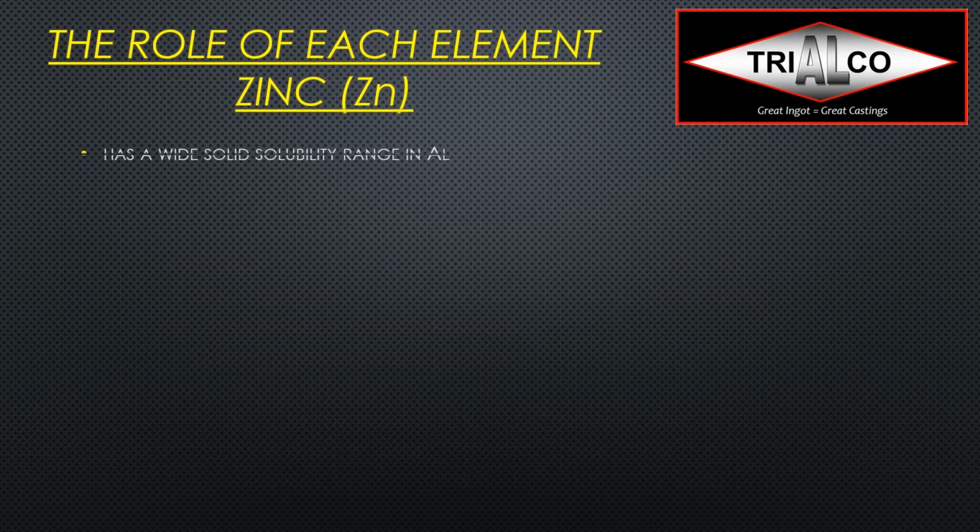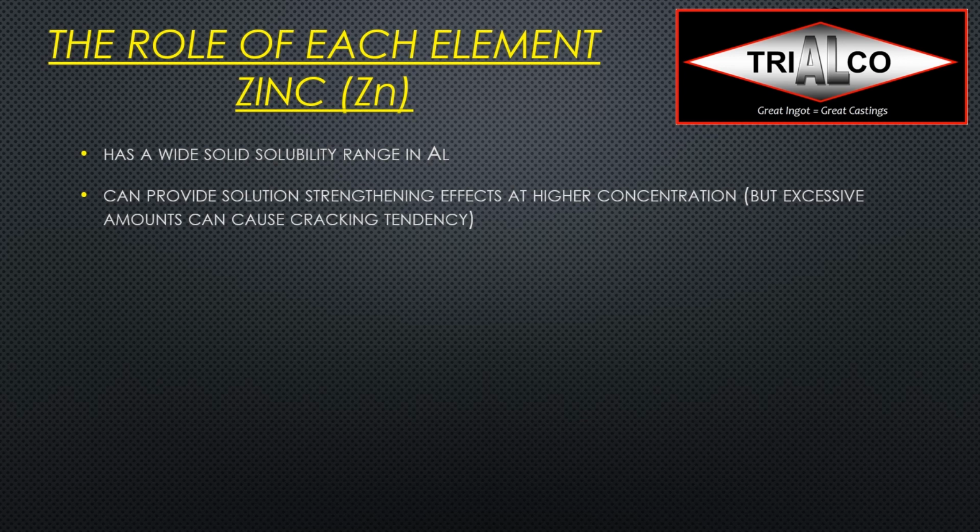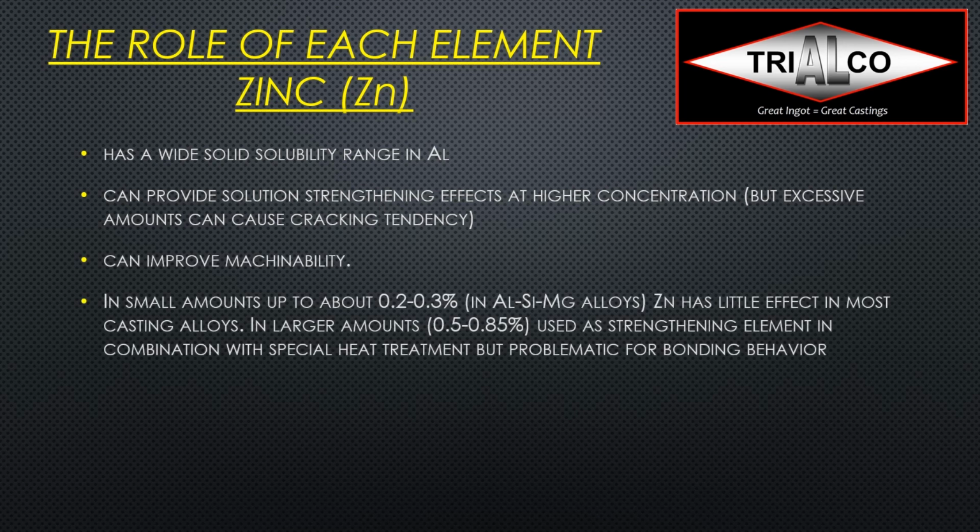So now let's have a look at zinc. And zinc would be, of course, the 700 series. Zinc has a very wide solid solubility range in aluminum. It can provide solution strengthening effect at higher concentration, but be aware that excessive amounts can cause cracking tendency. It can improve machinability, and in small amounts of up to, let's say, 0.2 or 0.3 in aluminum silicon magnesium alloys, zinc has very little effect.